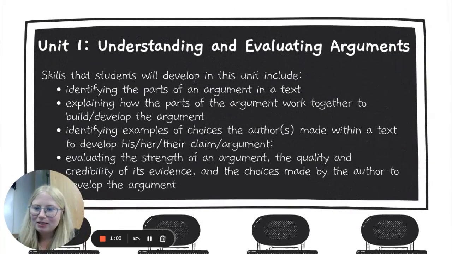I'm going to go through each of our 3 units so you get an idea of what students will be working on throughout the semester. So in Unit 1, Understanding and Evaluating Arguments, students are going to be developing the skills of identifying the parts of an argument in a text, explaining how the parts of the argument work together to build or develop the argument, identifying examples of choices the authors made within a text to develop his, her, their claim or argument, evaluating the strength of an argument, the quality and credibility of its evidence, and the choices made by the author to develop the argument.